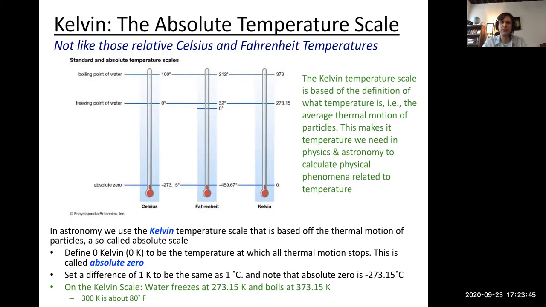These are defined by water. What we want, if we're going to actually do the astrophysics of this, if we're going to understand how these physical phenomena are operating that are related to temperature, like thermal radiation. So how is thermal radiation related to temperature? We want to use a temperature scale that's actually derived by the definition of temperature itself, that's based off the thermal motion, the average thermal motion of particles. For us in astronomy, that temperature scale is called the Kelvin Temperature Scale, named after Lord Kelvin.